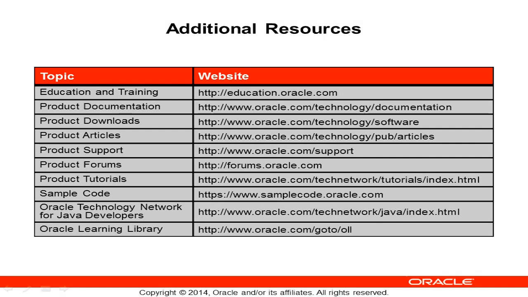The table on the screen lists a lot of the various websites that are available for you to learn more about Java SE programming. There's the education and training, which would probably be a good one for you to review. Product documentation, product support, and product forums are always good ones. And if you need more tutorials, there's a tutorial available as well. Don't forget the Oracle Learning Library at oracle.com/go-to/OLL. All good ones to keep as bookmarks in your browser as you're learning more about the Java programming environment.